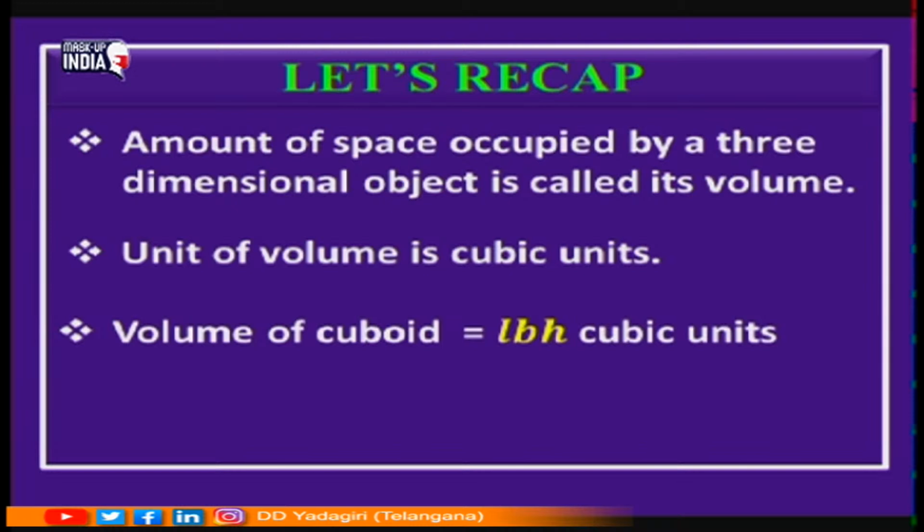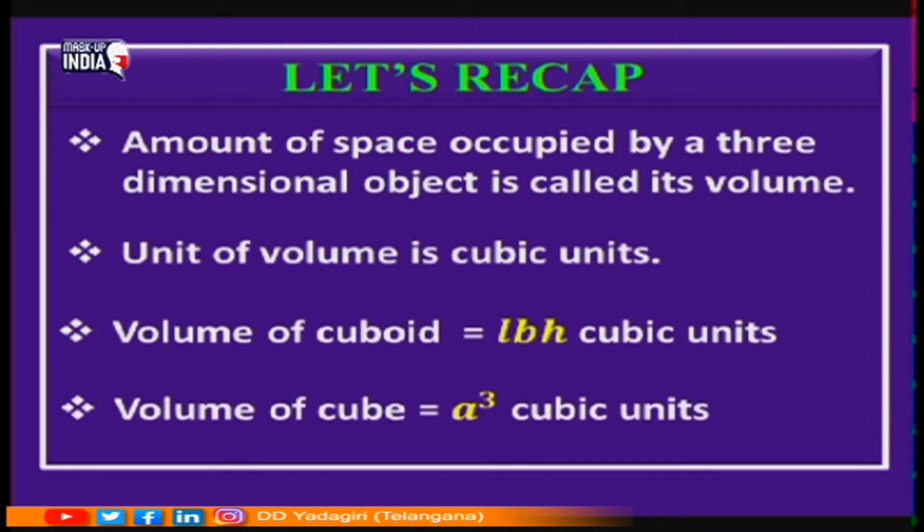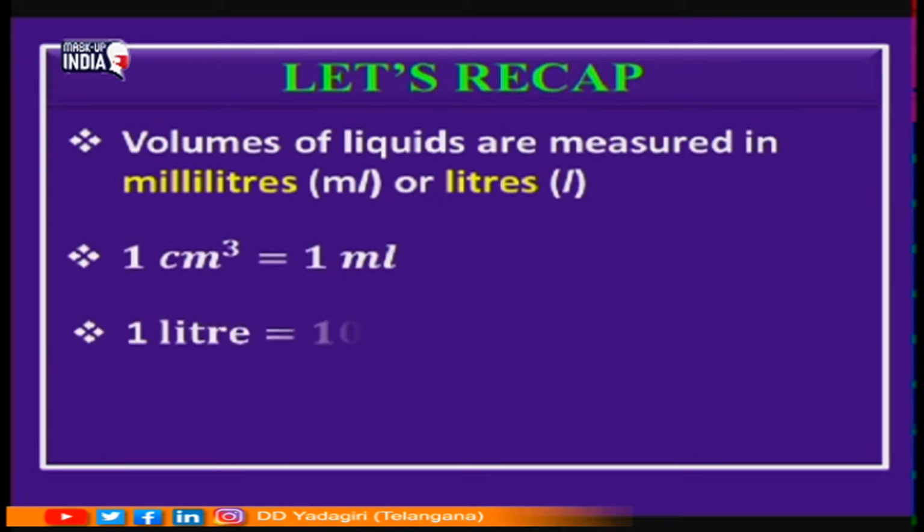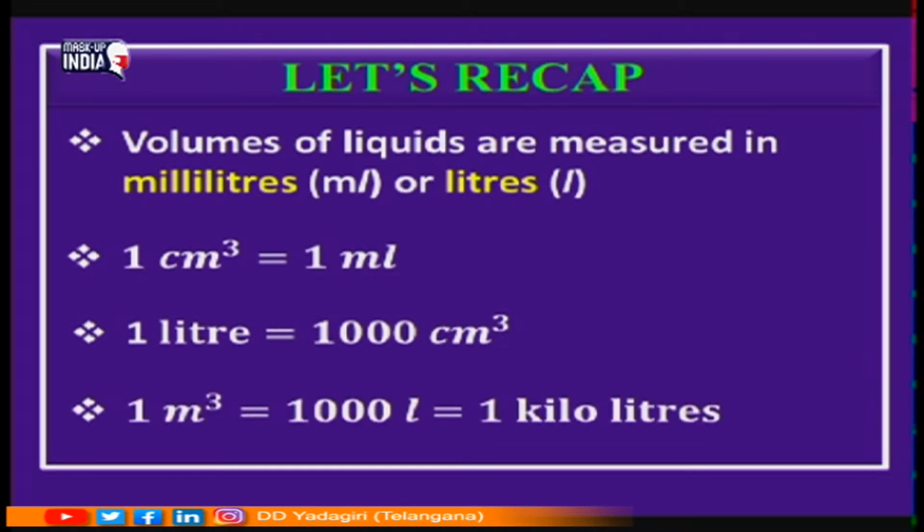If it is meters, we write it as meter cube. Now, the volume of a cuboid is given by L into B into H cubic units, where L is length, B is breadth and H is the height of the cuboid, whereas the volume of a cube is given by A cube cubic units, where A is the length of the edge of the cube. Volume of liquids is always measured in milliliters, that is ml, or liters, L. 1 centimeter cube is 1 milliliter, and 1 liter is 1000 centimeter cube, and 1 meter cube is nothing but 1000 liters, or you can write it as 1 kiloliter.